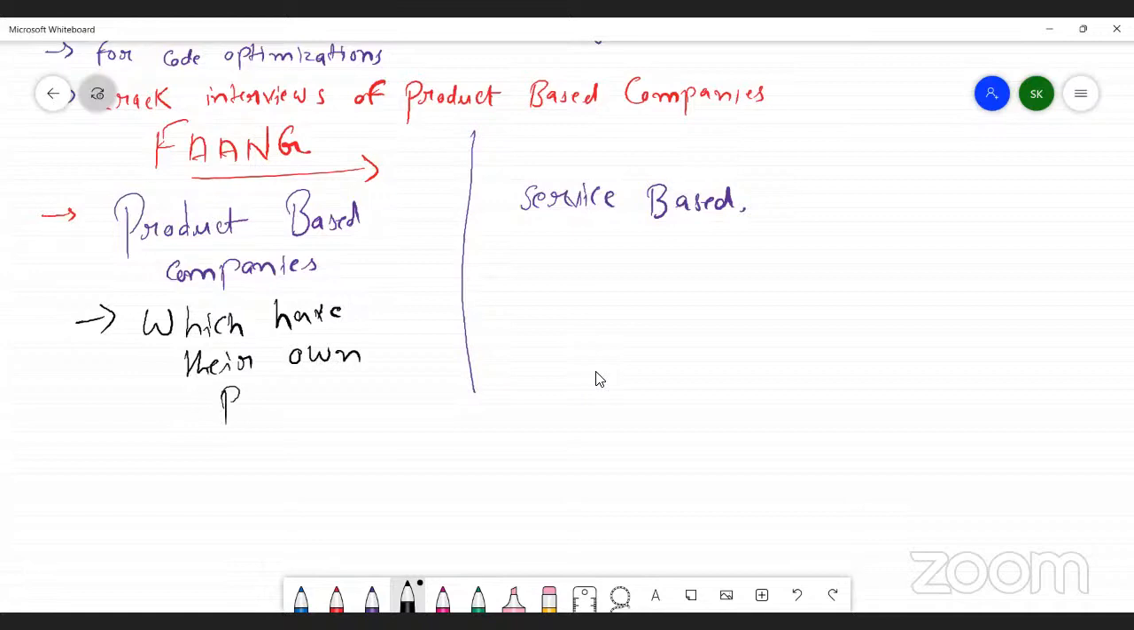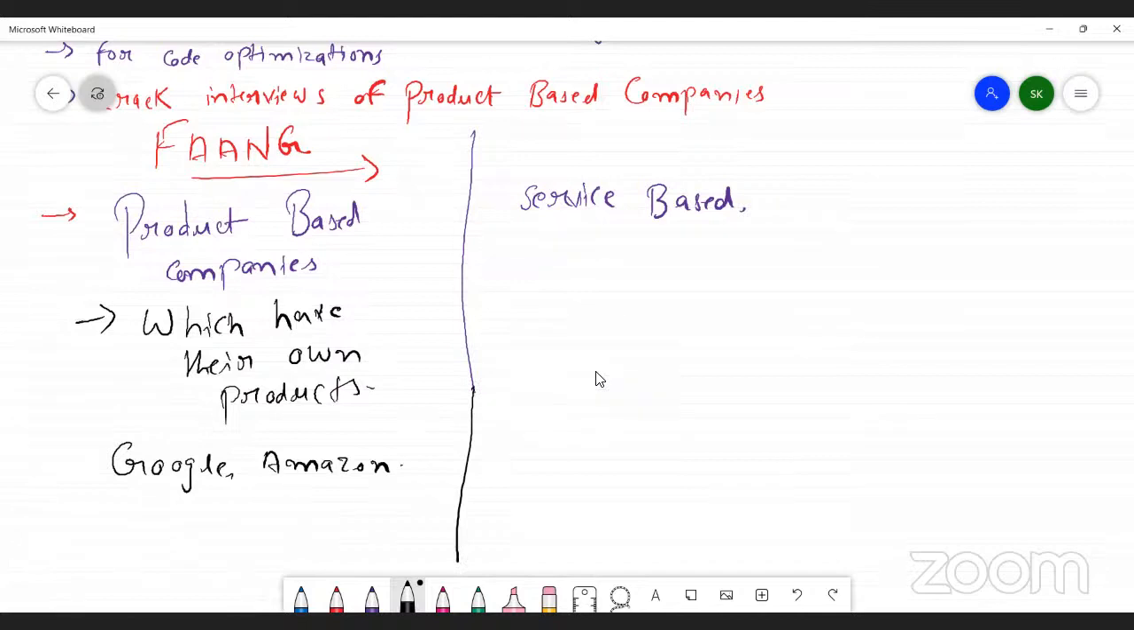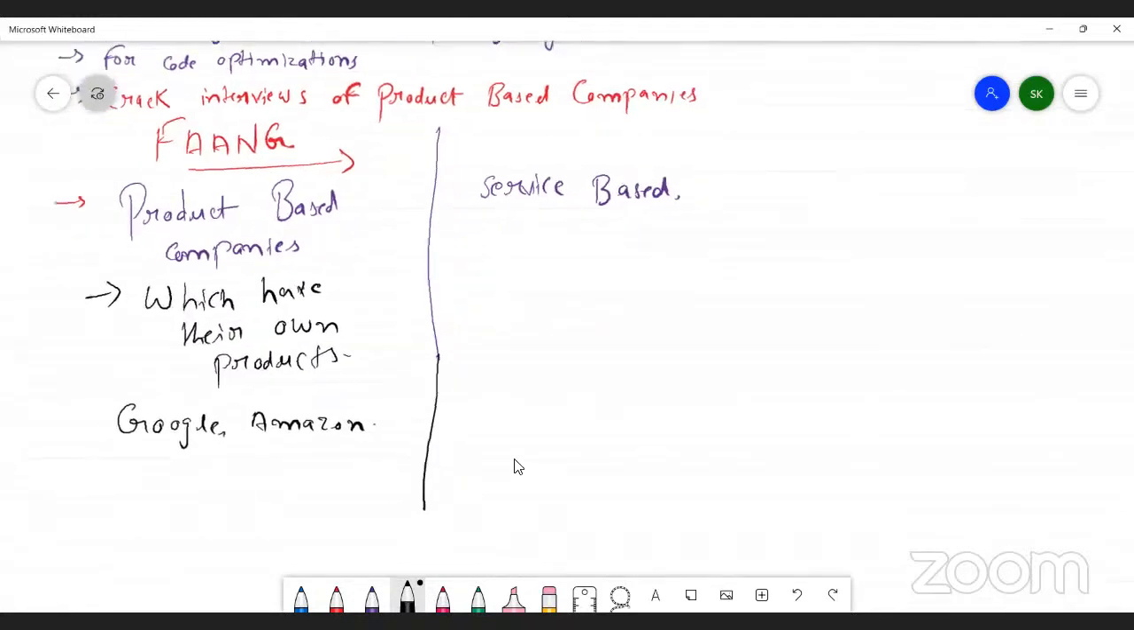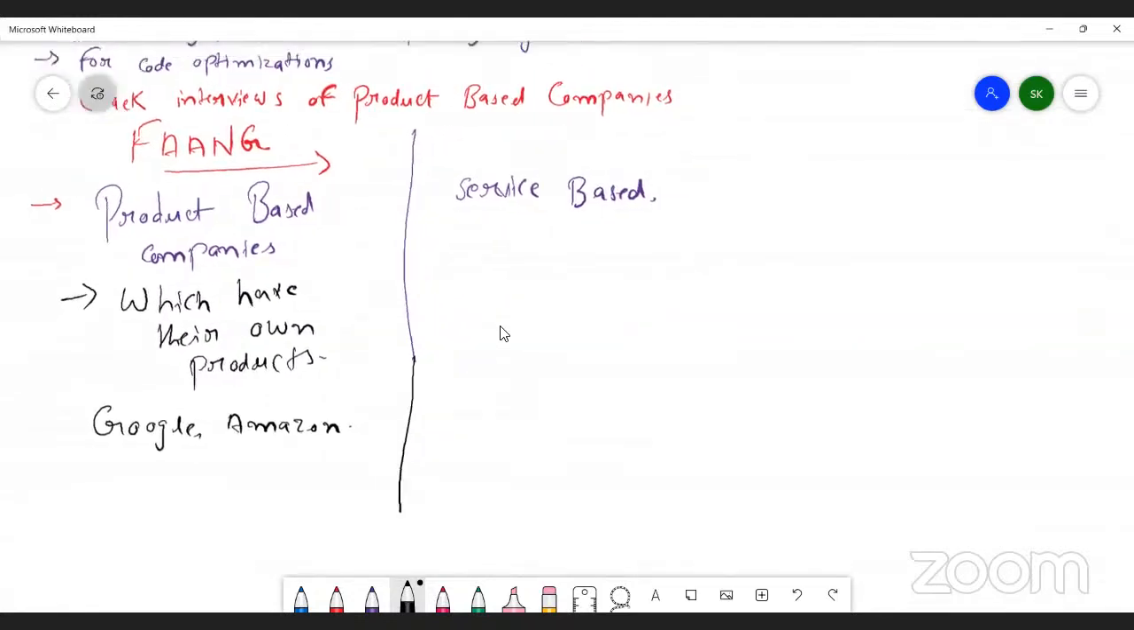Someone told me Google and Amazon, so you all must be knowing why Amazon and Google are in this particular category. Yes, they have their own products, right? Amazon has its own app, and it has made its own brand these days. But what do service based companies do?